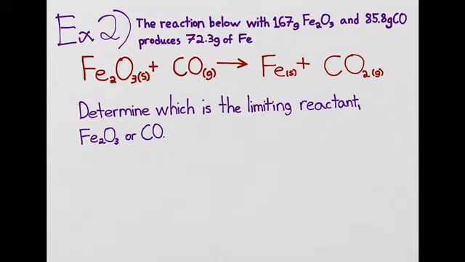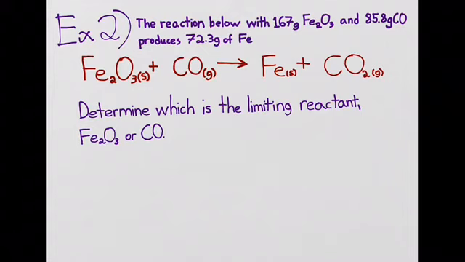For example 2, the reaction below with 167 grams of Fe2O3 and 85.8 grams of CO produces 72.3 grams of Fe. And so the equation is provided there, which is Fe2O3 plus CO, which goes on to be Fe plus CO2. So we are supposed to determine which is the limiting reactant, Fe2O3 or CO.